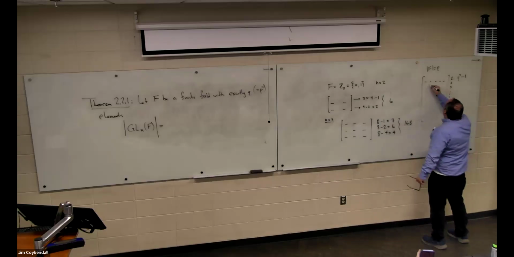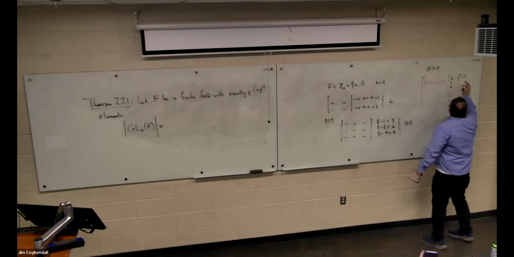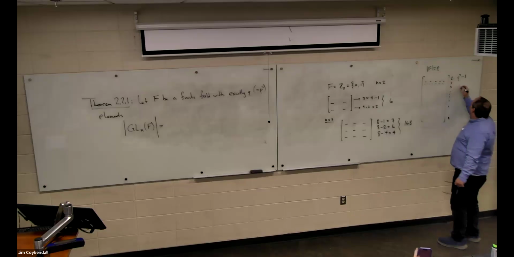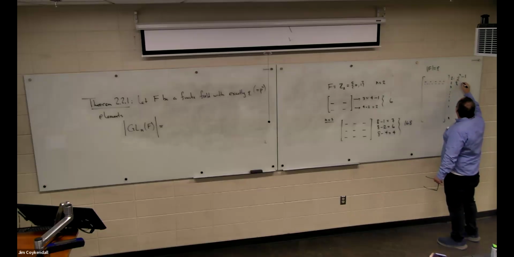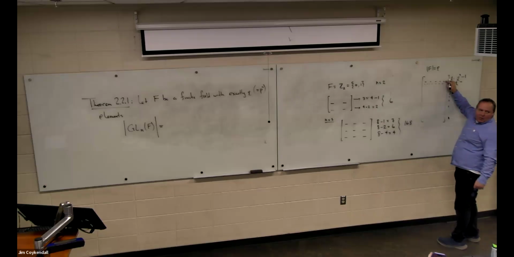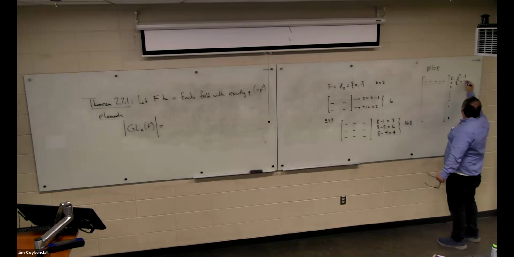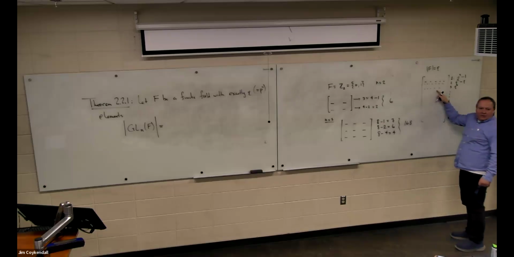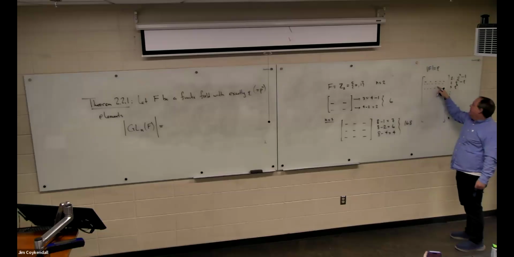What about the second row? Well, now I just have to avoid it being a multiple of the first row. Q to the N choices minus how many multiples of this row are there? Well, there's Q elements of the field, that's Q multiples. How about the third row? Well, now this has got to be independent of these 2, right? So there's Q to the N choices again.